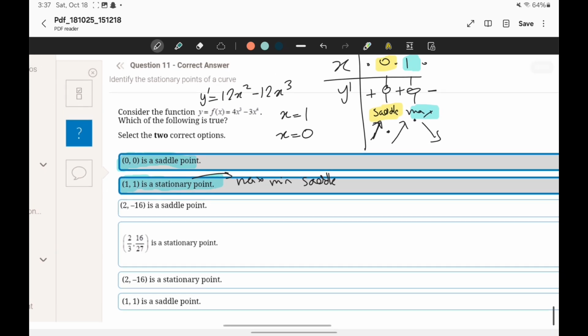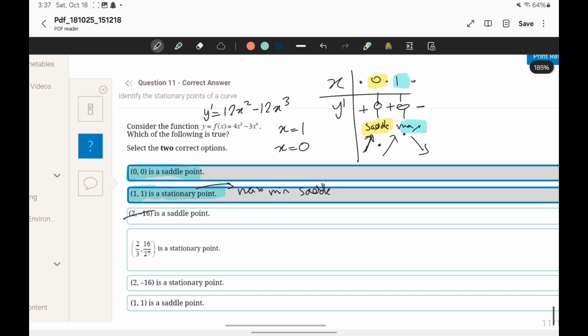If you go through these other options, x is 2, we didn't even get that. 2 over 3, we didn't get that. 2, we didn't get. 1, 1 is not a saddle point, it's a maximum, so this is wrong.